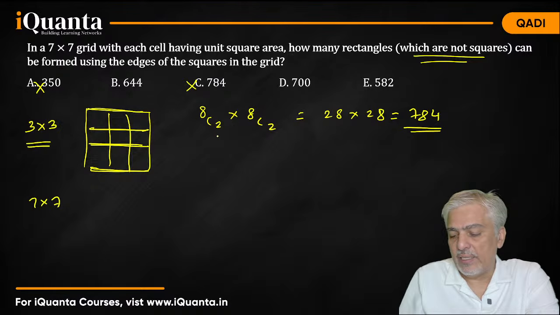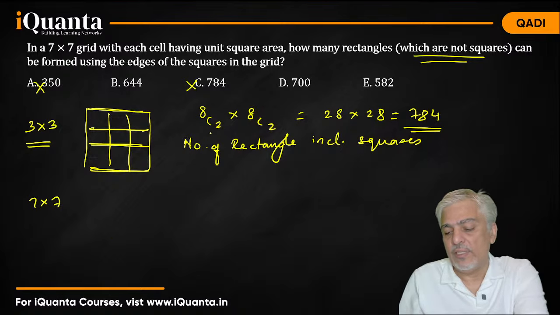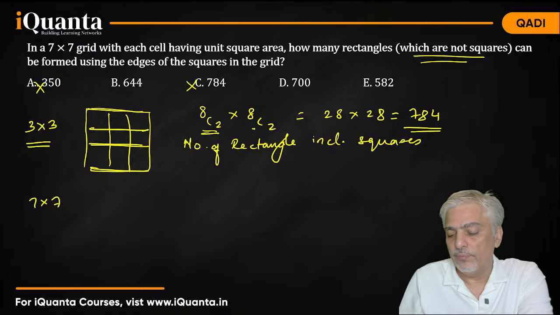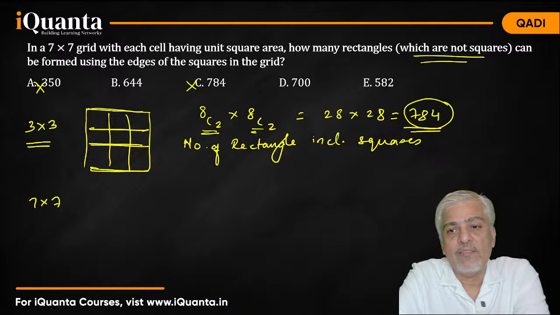Everybody understood this part? Number of rectangles including squares. To make a rectangle, I need 2 vertical lines and 2 horizontal lines, right? So out of the 8 vertical lines, I'll have 8C2 into 8C2, 784 total number of rectangles. Now let's try and get the squares out.